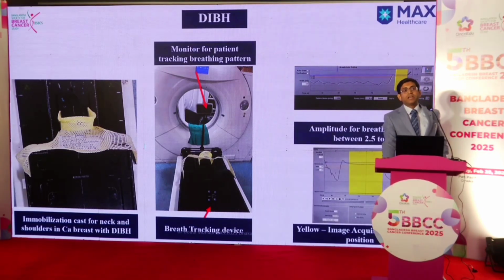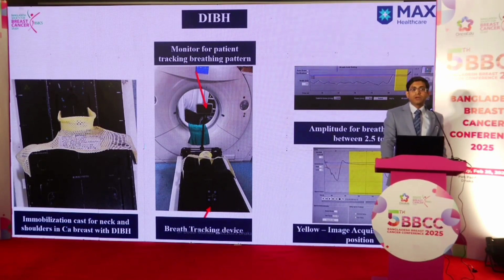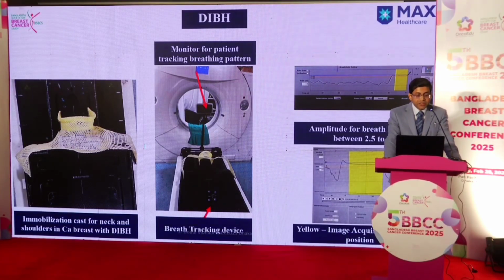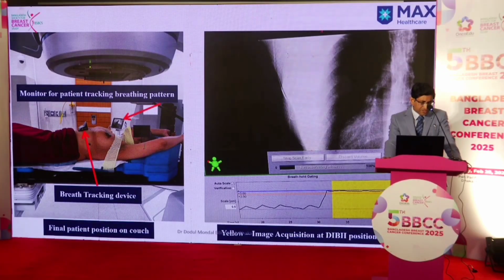It's good to have a DIBH facility if you are willing to have good results in terms of cardiac toxicity. So these are the gadgets we have for DIBH, and any center which is planning or has a DIBH facility should have these types of gadgets, like a monitor for patient breathing tracking, a breath tracking device, and then you fix an amplitude. So at our center we fix the amplitude between 2.5 to 3 centimeter. And once the patient is achieving that amplitude, we scan the patient, and that's how in real life the setup looks like.